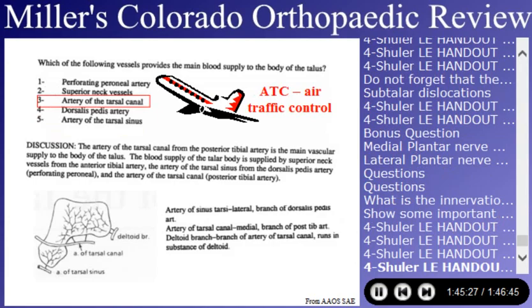Maintenance of blood supply to the talus. The easiest way I remember this is talar fractures were associated with flying planes, and I just think of air traffic control, ATC, I don't know, it worked for me: artery of the tarsal canal, main blood supply to the talus. And I have a diagram also that shows the 3 different blood supplies to the talus.